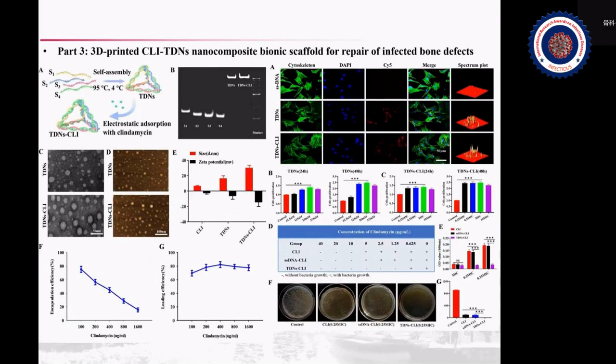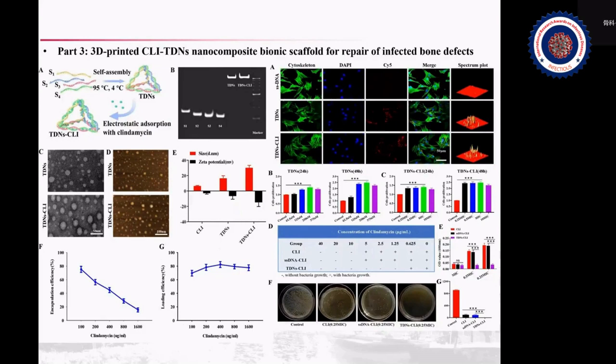In the third part, on the basis of the previous study, we used 3D bioprinting technology to construct a biological scaffold with both efficient antibacterial and osteogenic induction capability, to solve the problem of antibiotic resistance and the difficulties of bone tissue regeneration in the treatment of infectious bone defects.